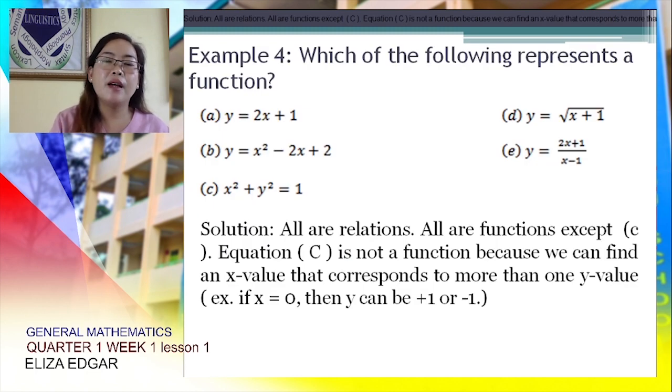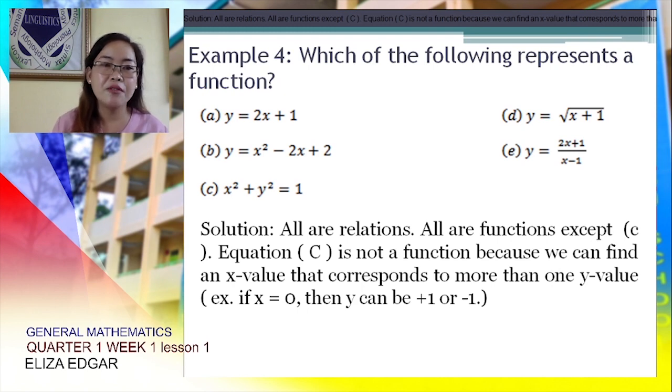Another example of representation of a function is by equation. Which of the following represents a function? For A, we have the equation y equals 2x plus 1. B, y equals x squared minus 2x plus 2. C, x squared plus y squared equals 1. D, y equals square root of x plus 1. And E, y equals (2x plus 1) over (x minus 1). All are relations. All are functions except C.